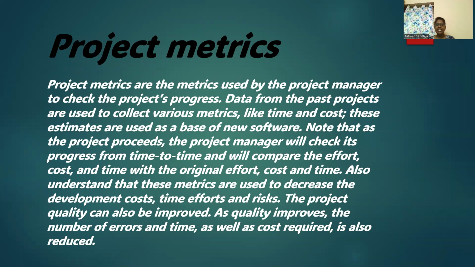As the project proceeds, the project manager will check its progress from time to time and will compare the effort, cost and time with the original effort, cost and time. These metrics are used to decrease the development cost, time, effort and risk. With the help of project metrics, it will save time and also helps in improvement. The project quality can also be improved. As quality improves, the number of errors and the time as well as cost required are also reduced. Errors means mistakes made by a programmer during coding. So it also helps to decrease the errors.